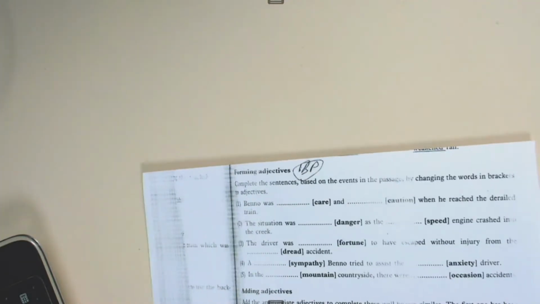Now, very important. You remember when I read that text, I was actually referring to language in context, that now we need to understand how concepts are used in a particular theme or in a particular context. Now, Bono was care and caution when he reached the derailed train. Who can come up with the answer there? Bono was? Was he care? No. Bono was careful and cautious. We don't say caution, but he was cautious when he reached the derailed train.